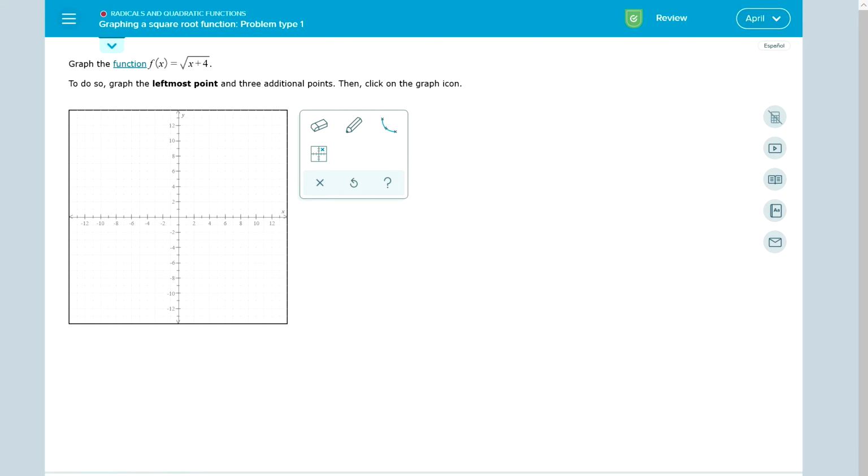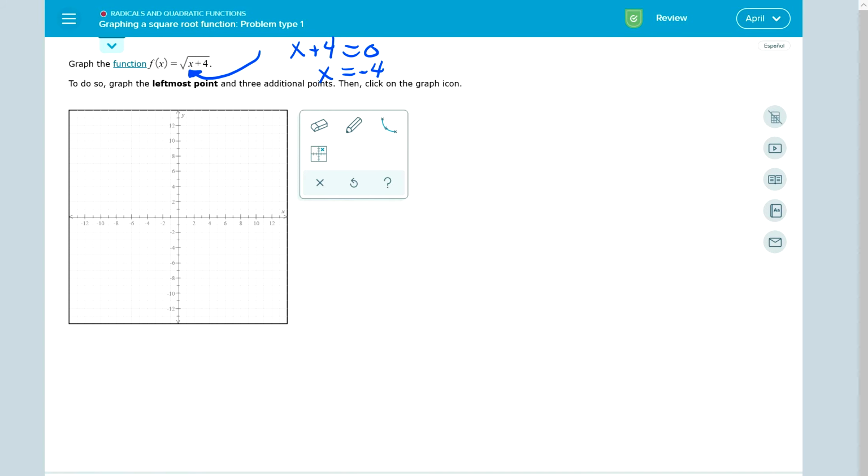Because the smallest number you can take the square root of is 0. If you go smaller than 0, you'd have a negative number and you can't take the square root of negatives. So I'm trying to figure out what number would have to go right here where this x is to make it 0. When does x plus 4 equal 0? Well, if you subtract 4 on both sides, you get negative 4.